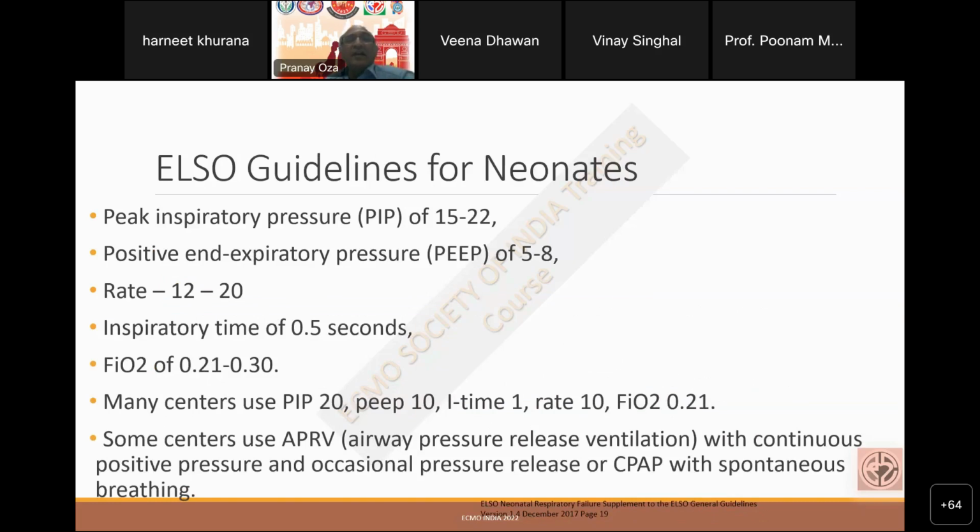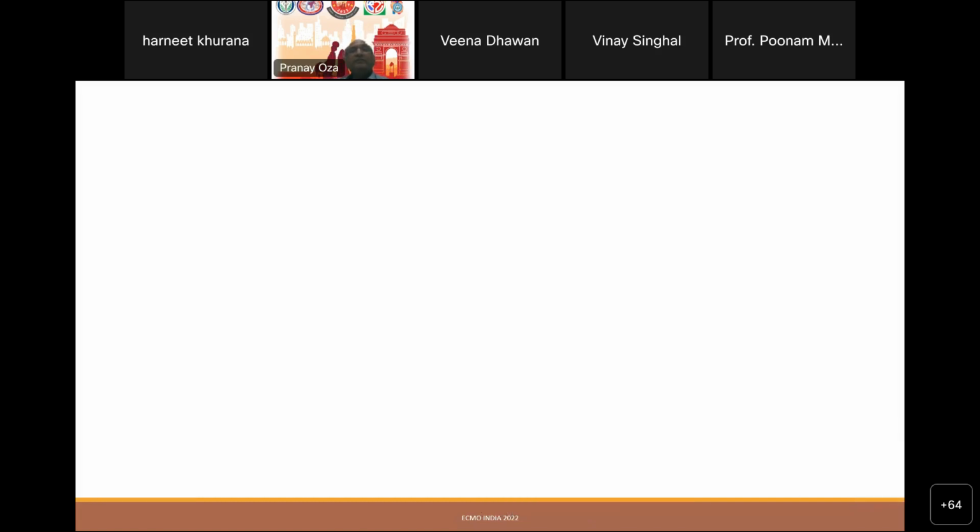And almost the same guidelines for the neonates. Peak inspiratory pressure is around 15 to 25, PEEP of 5 to 8, respiratory rate on the higher side, 12 to 20, and FiO2 21 to 30. Some of the centers even use APRV mode for neonates also. So what is definite is that we want to prevent lung injury.